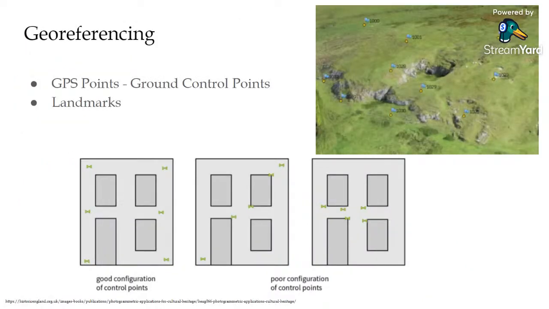So when you're documenting large areas, such as landscapes, it's wise to georeference your model. And this is the process of adding geographic information to the image so that GIS or mapping software can place the image in its appropriate real-world location. And to do this, you would place landmarks in your area and take GPS points of these markers. And these are known as ground control points. And you can see on the image in the bottom there, they should be placed evenly and systematically.